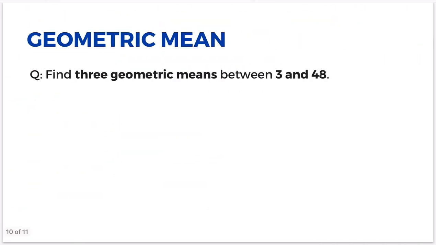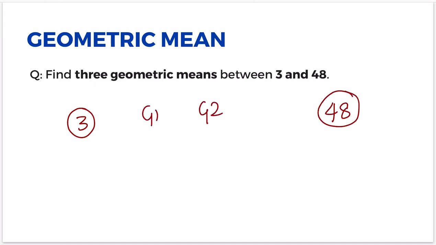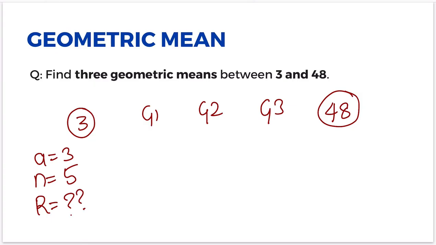Correct? So let's see. There's a question given to us that between 3 and 48, there are 3 geometric means, G1, G2, G3. First thing is done. We know that first term is 3. How many terms are there in the series? 5. 1, 2, 3, 4, 5. Do we have common ratio r? Still no. But we know that nth term of the series is 48.